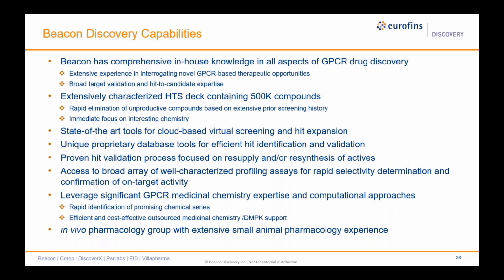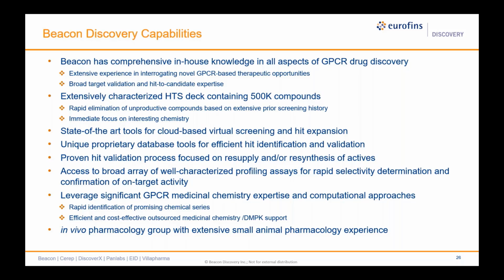So one last slide about Beacon Discovery's capabilities. As you can see, we've got lots of experience working on all aspects of GPCR drug discovery. We've got extensive experience in interrogating novel GPCR therapeutic opportunities, and we've worked all across the board from target validation and hit to candidate development. We have an extensively characterized high-throughput screening compound collection of more than 500,000 compounds. And from this set, we can eliminate unproductive compounds based on our history of screening these compounds and immediately focus on the interesting chemistry.